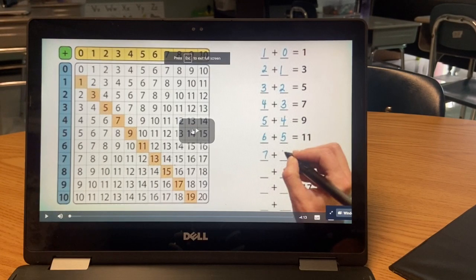Okay, guys, this is lesson 1.1, so it can go with your 1.1 math worksheet.